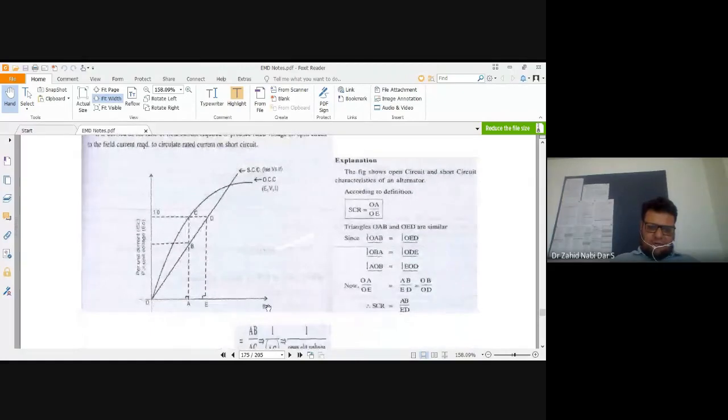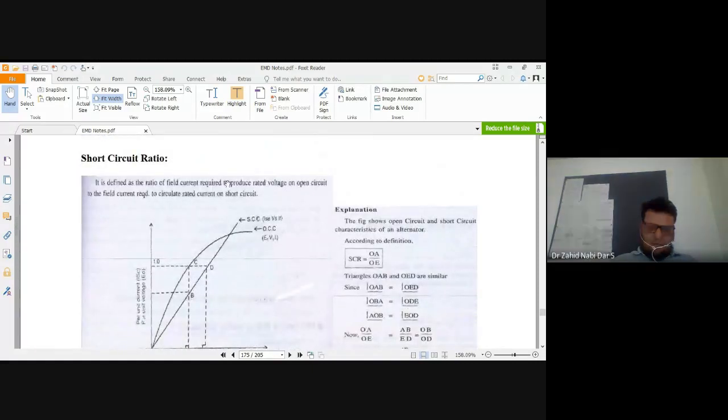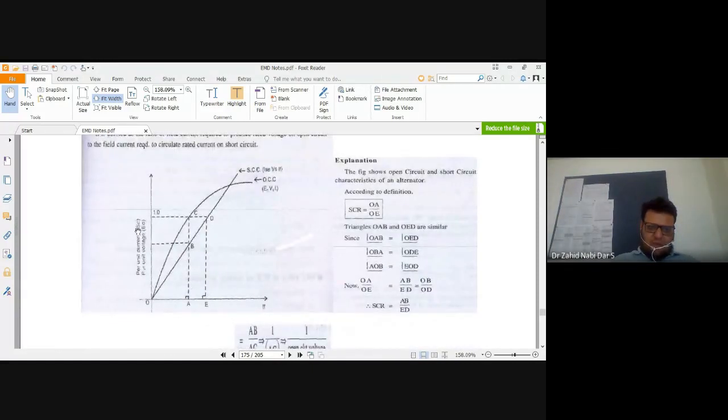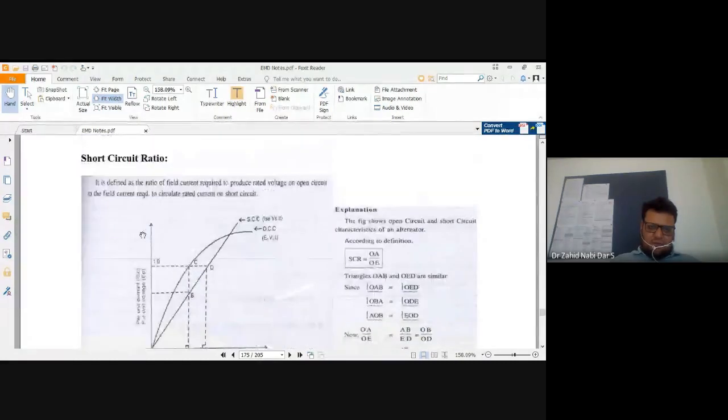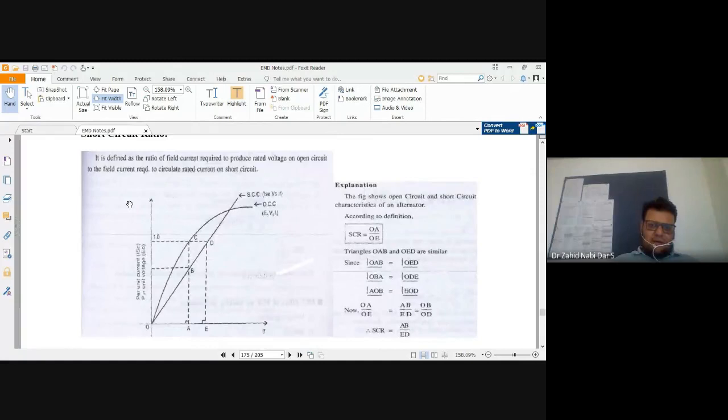Field current will remain constant. If you see, on the horizontal axis there is field current, and on the vertical axis you have the open circuit voltage and the short circuit current. This linear graph is for short circuit current, and this graph is for open circuit voltage. The field current remains constant. So short circuit ratio is primarily defined as the ratio of field current required to produce rated voltage on open circuit to the field current required to circulate rated current on short circuit.